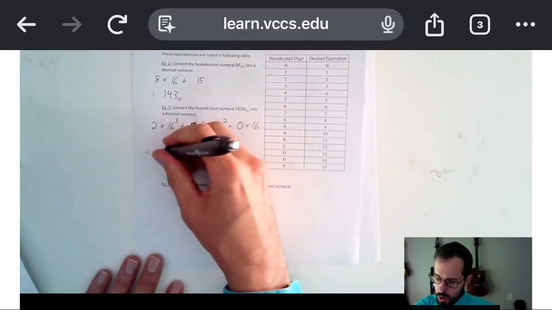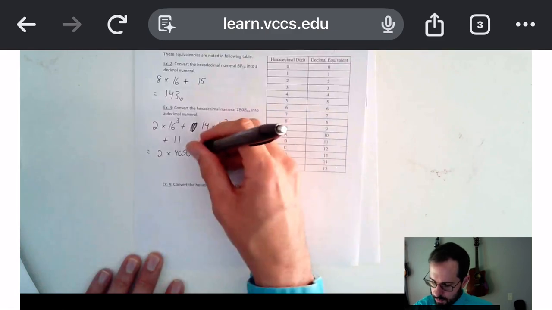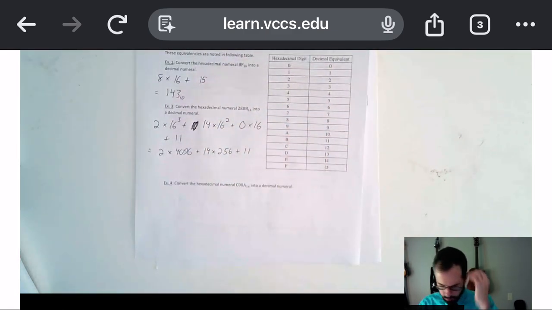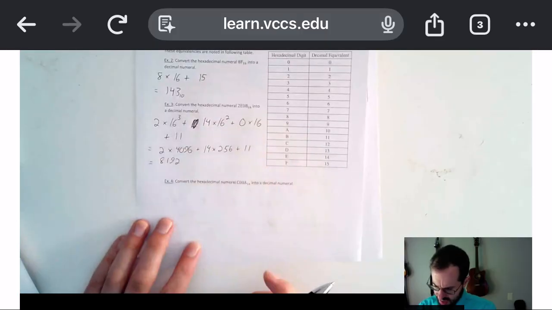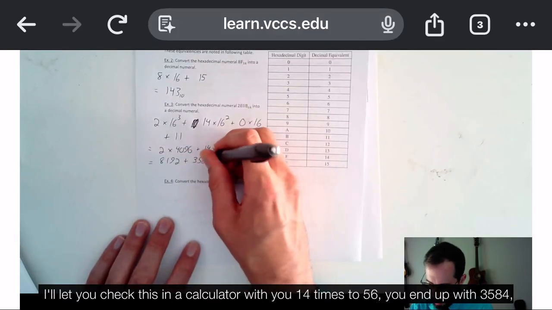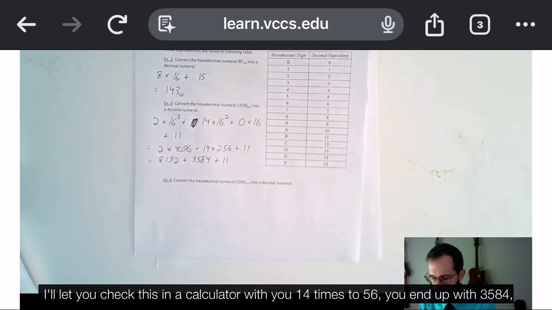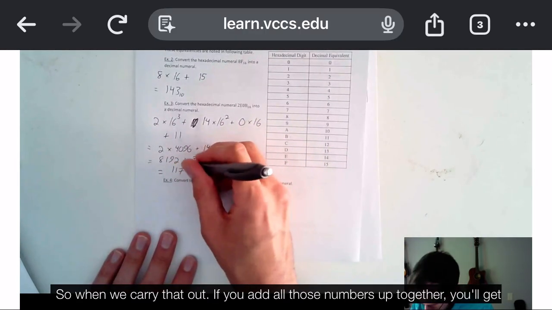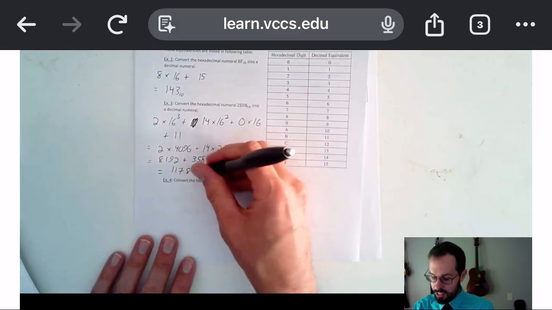On the previous page, we noted that 16 cubed was 4,096. 16 squared is 256. And then we'll add 11 to that. If you double 4,096, you get 8,192. I'll let you check this in a calculator. If you do 14 times 256, you end up with 3,584, and then we'll add to that 11. So when we carry that out, if you add all those numbers up together, you'll get 11,787. That's going to be base 10.